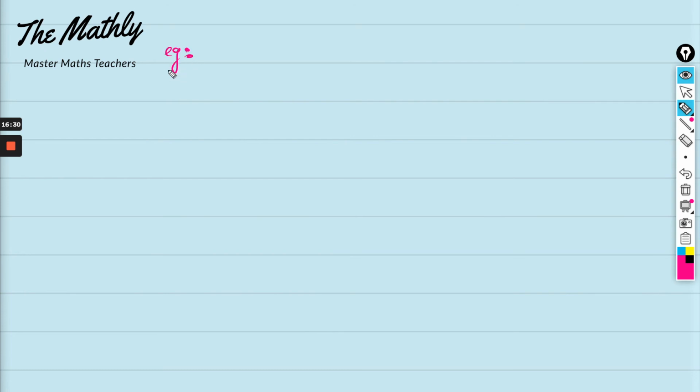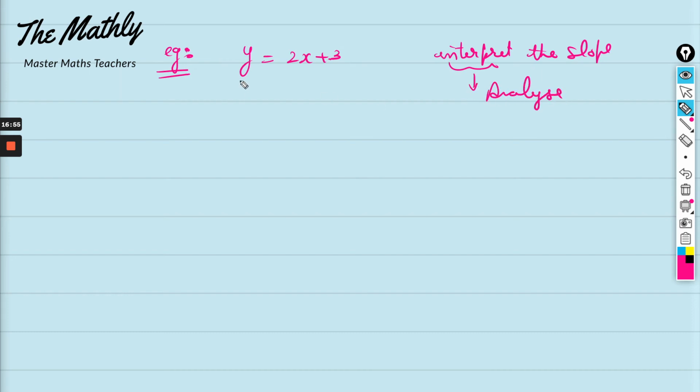Let's suppose we have an example over here. y is equal to 2x plus 3. Through this example, we'll try to interpret the slope, or more precisely, analyze the slope. If we think of the slope and compare, over here the slope will be 2. But what is the actual meaning of the slope over here? What is the actual meaning of this value 2?